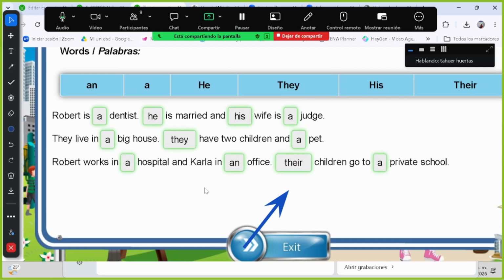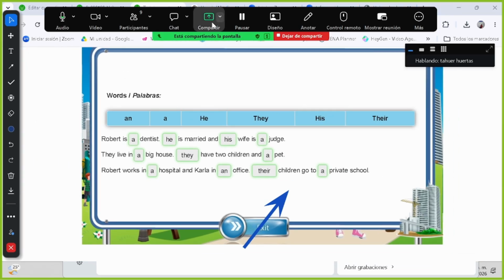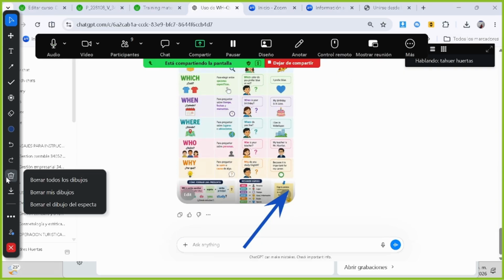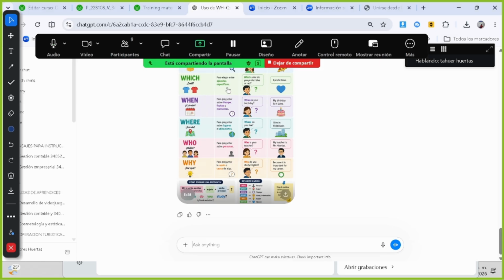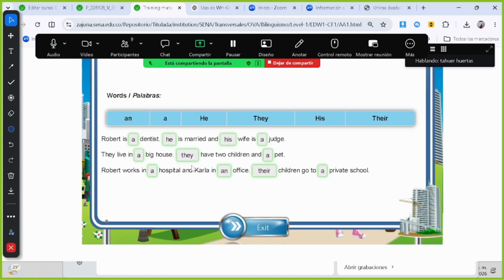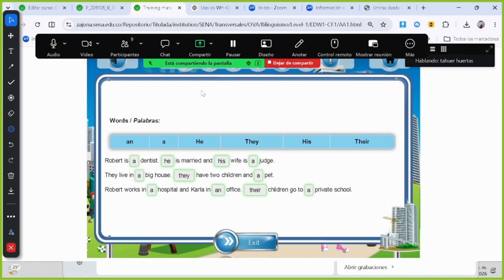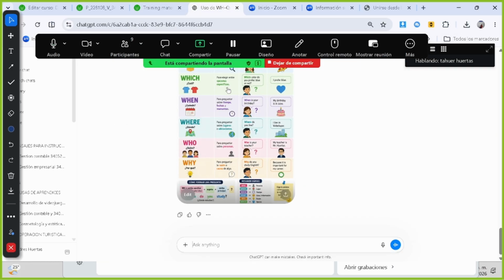If you want to practice the listening, the audio of this test, you can go to ChatGPT. Oh no. Let's take a screenshot of this test. As you can see here, we can't listen to this test. Let me see. No. Okay.